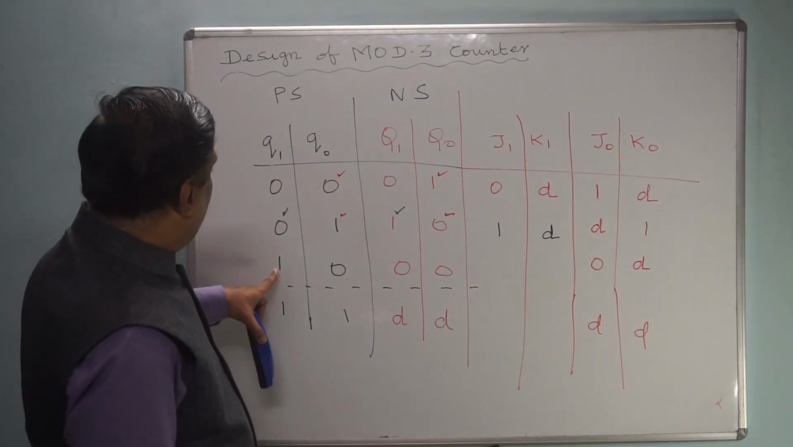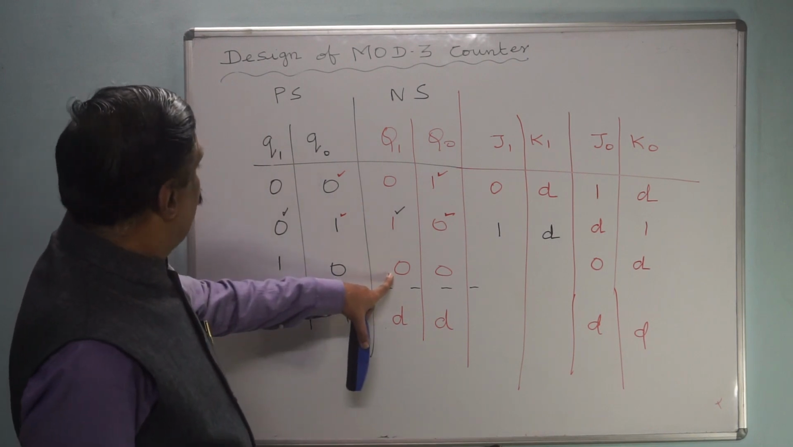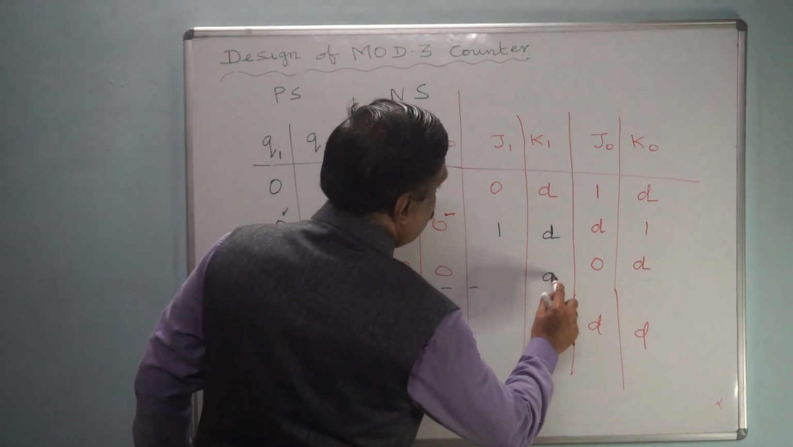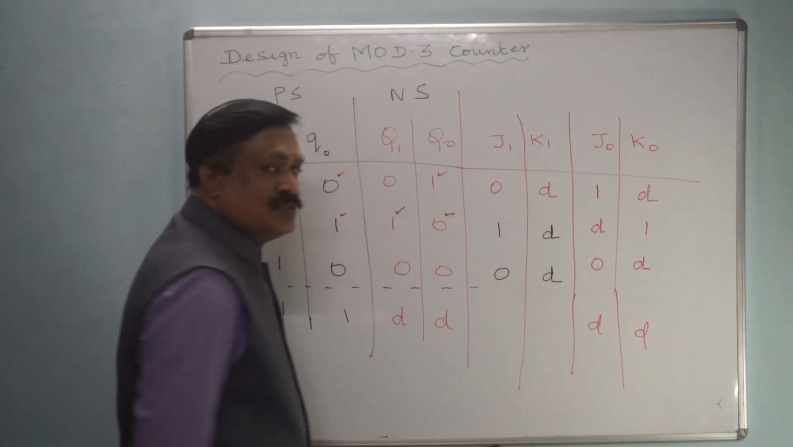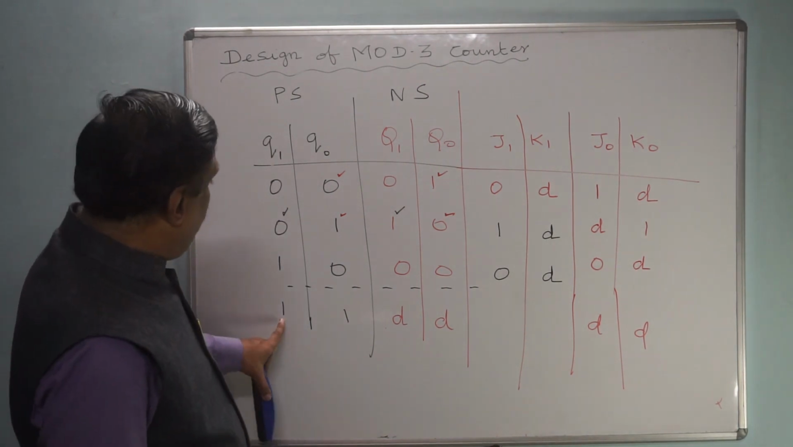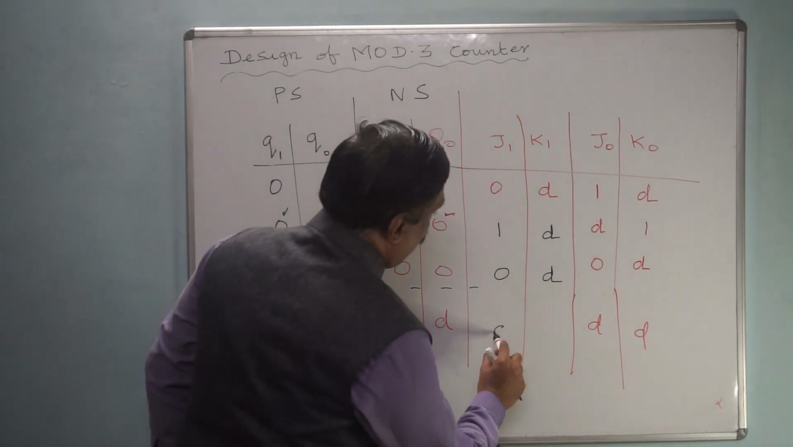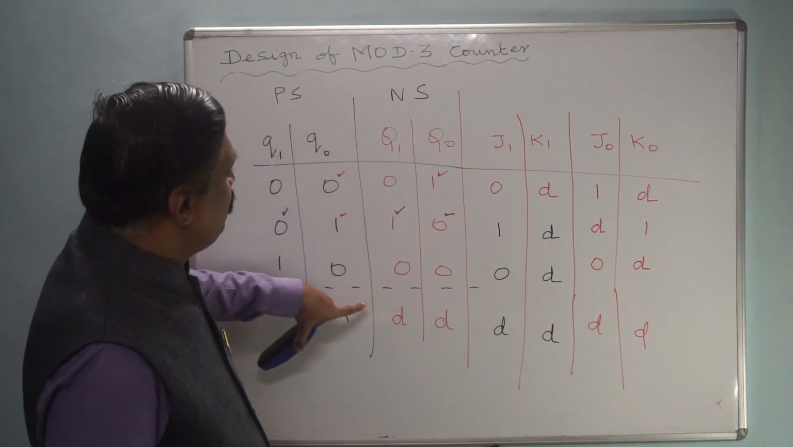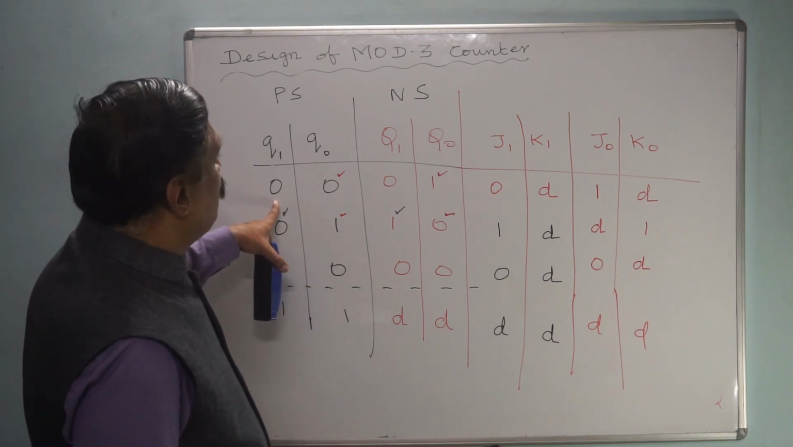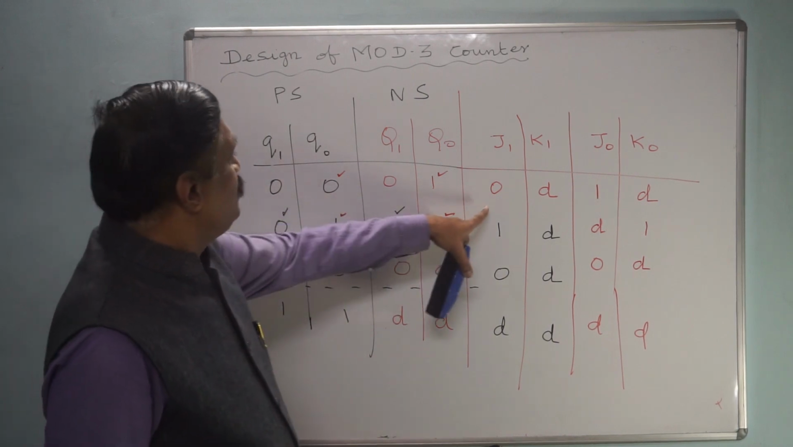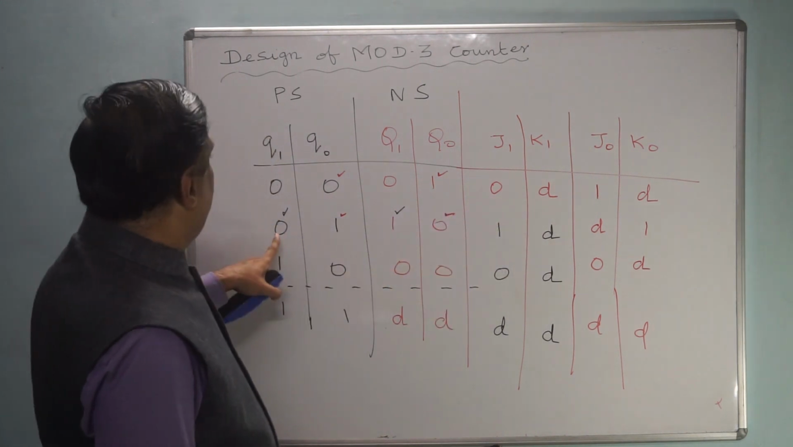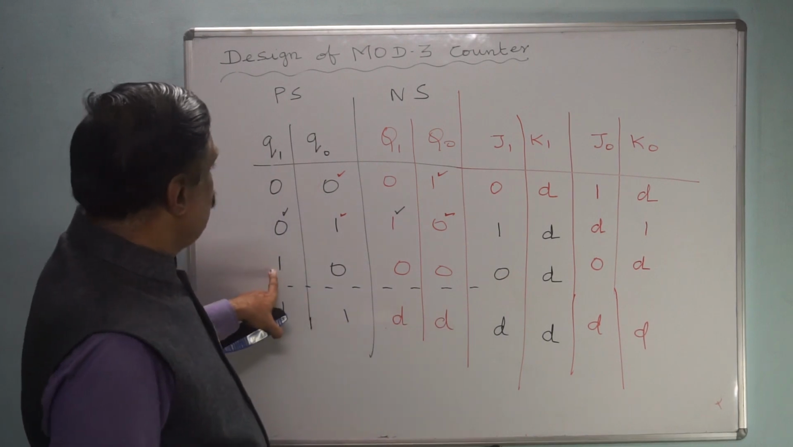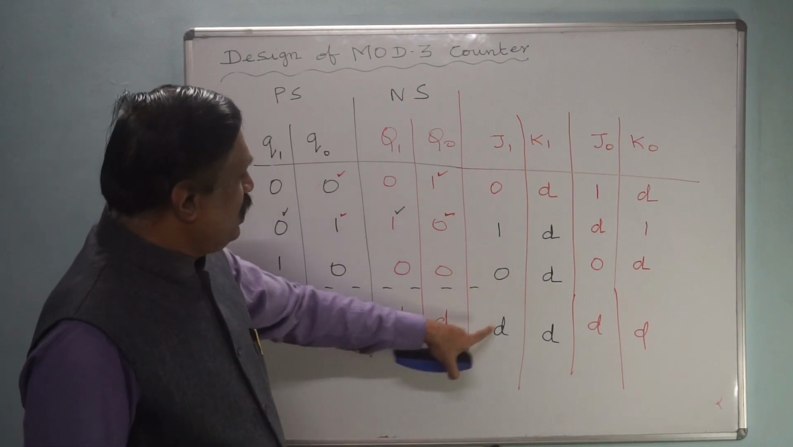Okay, and for 1, 0. 0 means reset. Reset means this is D and this is 0. And for 1, 1, DD. Okay, now it is clear. Here 0, 0 means 0D, and 0, 1 means 1D, and 1, 0 means 0D, and DD.